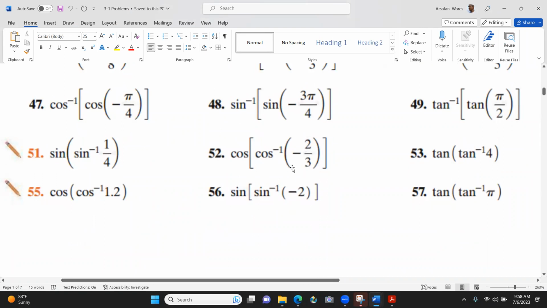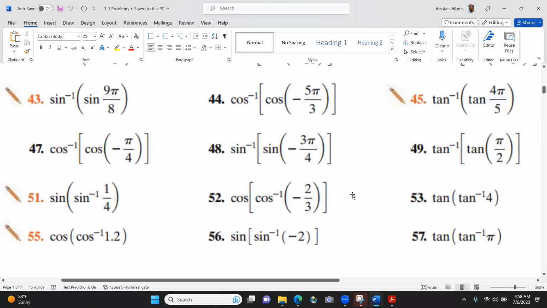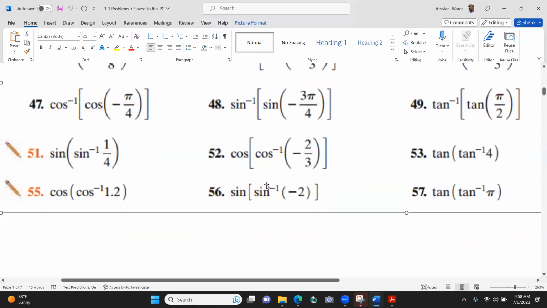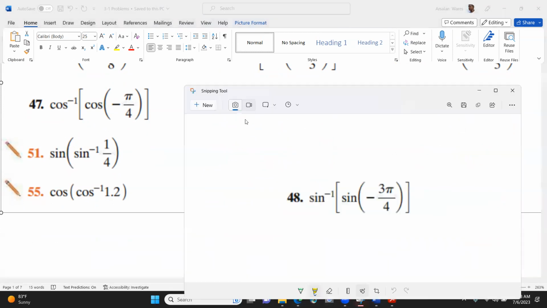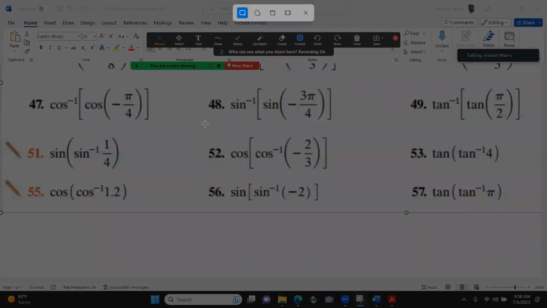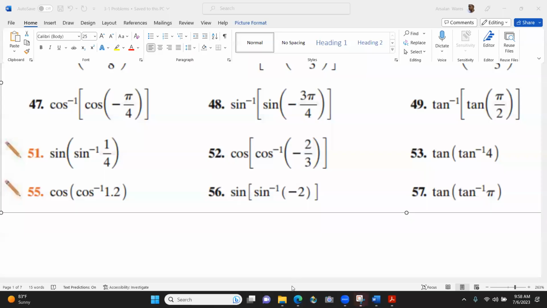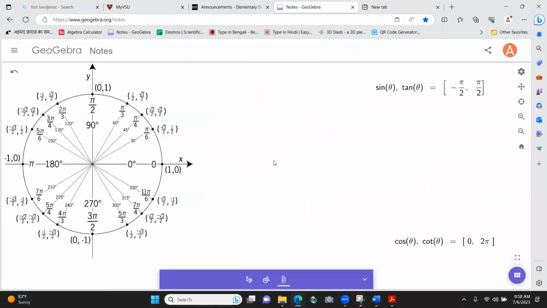Let's try this one. Okay, 52. It's a little different. Okay, guys, when you have the inverse function outside, bear with me a little bit. You say the whole thing is theta. Then you can apply the definition of inverse function. Now look at this one. The inverse function is inside. Let me do this one, okay? Actually, I'll have to do a handful because there's a little bit of variety here, and they're not all exactly the same.